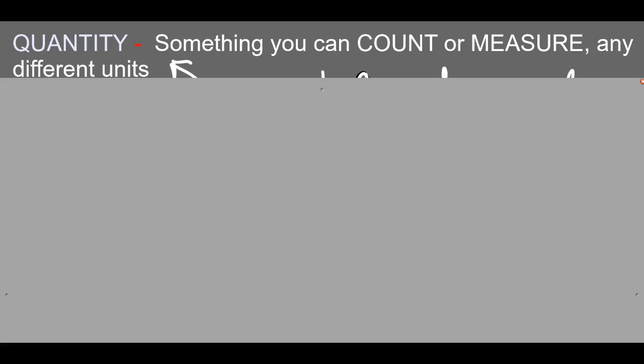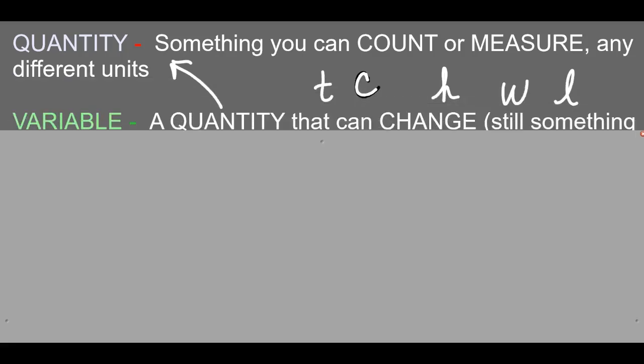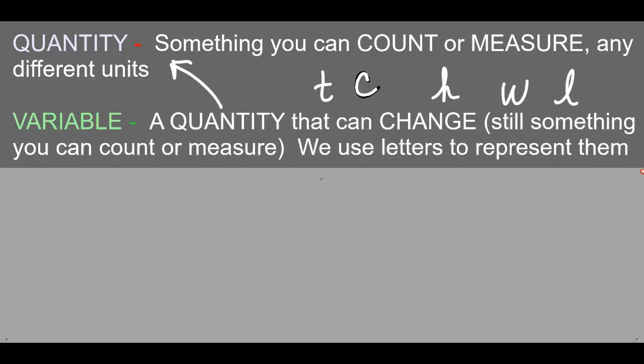Quantity is the first one in your list. A quantity is something that you can count or measure. It can have any different units, but it's something that you can count or measure. Okay, and along with that, we're also going to talk about variables. So a variable is a quantity that can change. Okay, so we use letters to represent variables in a story problem, but those variables are still something that you can count or measure.